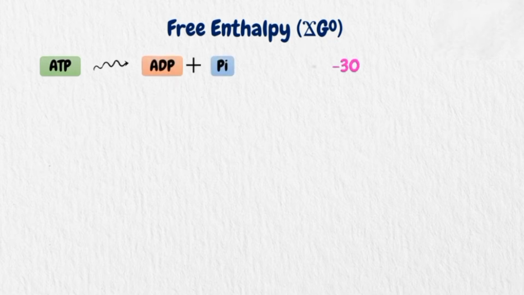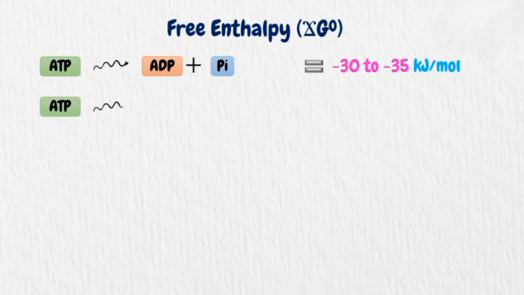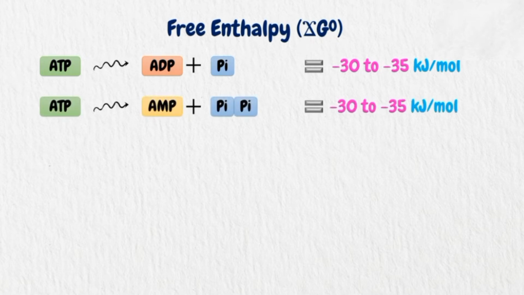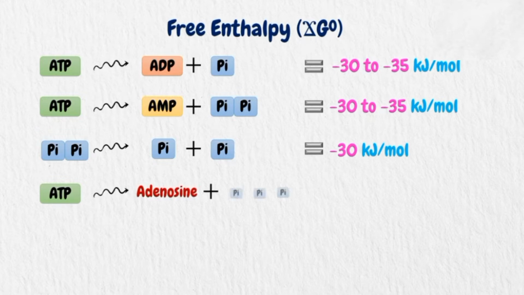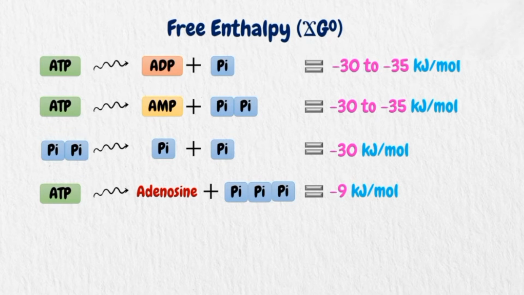In standard conditions, the change in free enthalpy, shown as delta G naught, that occurs in the hydrolysis of phosphoric acid anhydride bonds amounts to -30 to -35 kilojoules per mole at pH 7. The anhydride bond of ATP that is cleaved only has a minor influence on this. Even the hydrolysis of diphosphate, also known as pyrophosphate, still yields more than -30 kilojoules per mole. By contrast, cleavage of the ester bond between ribose and phosphate only provides -9 kilojoules per mole.